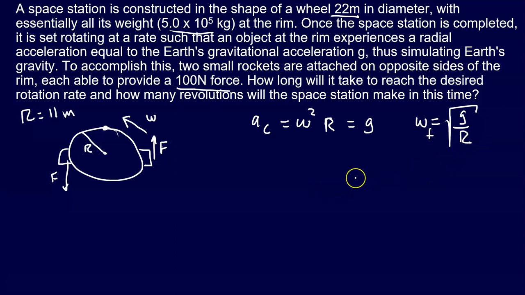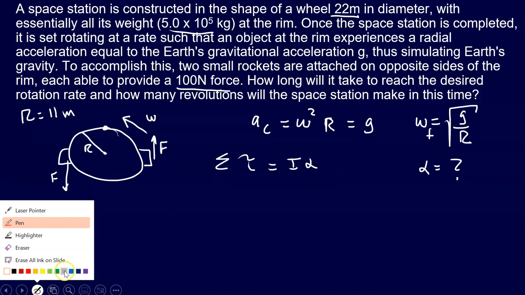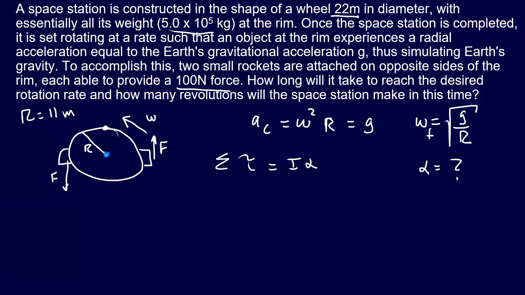So this is what we got here. And how long will it take? Since we know our final omega, what we want to do is find our angular acceleration. How are we going to do that? We're going to use the sum of the torques equals I times alpha, our Newton's second law for rotations. So over here, here's our axis. We're going to use this as our axis because our object is going to be rotating about that axis.